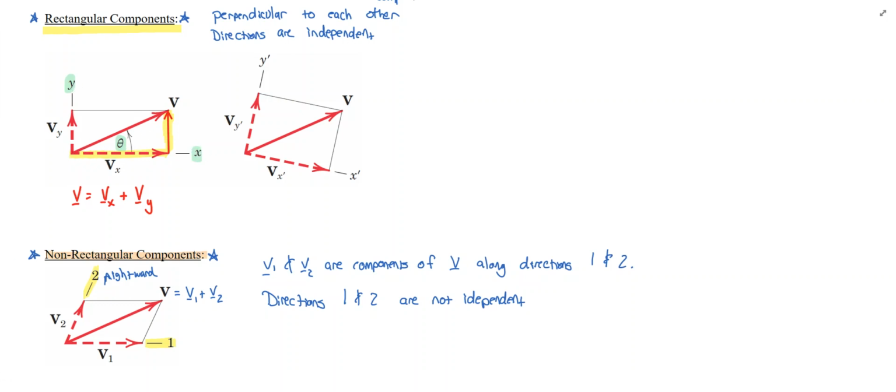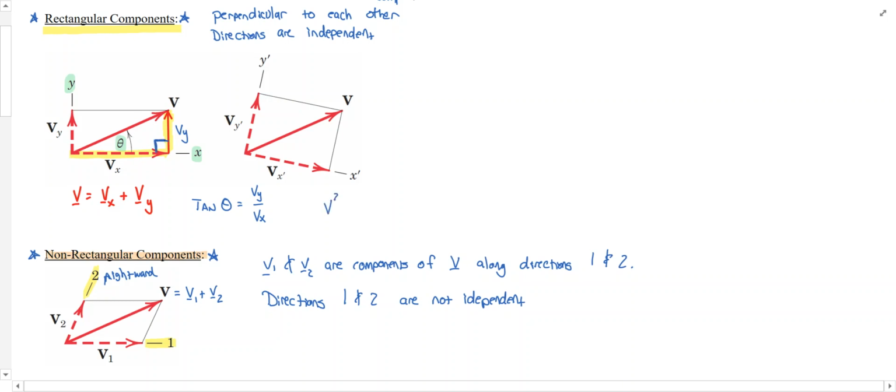Now, if you were interested in this angle theta, then you should be able to see using your trigonometry that the tangent of theta is equal to opposite over adjacent. This side is vy, so this is vy over vx. Additionally, the nice thing about rectangular components is when you draw this triangle, you form a right triangle. And so the magnitude V squared is easily seen as vx squared plus vy squared.